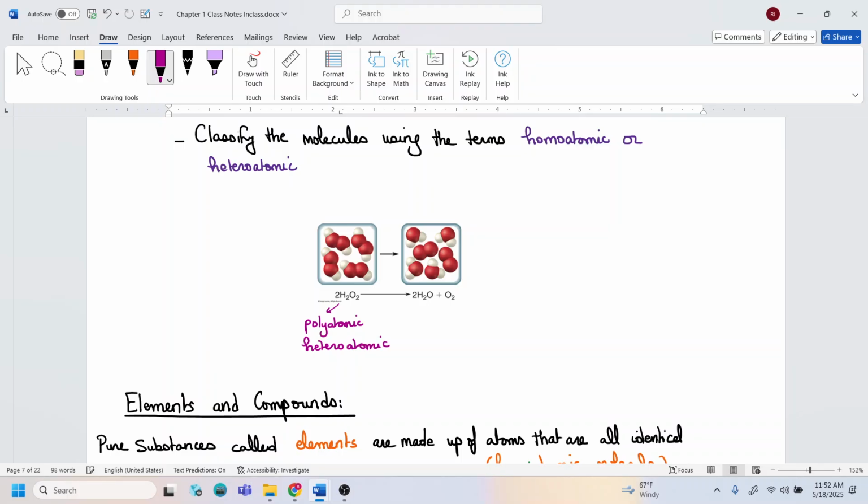Water is made up of three atoms, two hydrogens and an oxygen, so we're going to call this a triatomic. And same thing, the hydrogens are different from the oxygen, so this one is going to be heteroatomic. Oxygen, on the other hand, is two atoms, so it is a diatomic. And the atoms are the same, so it is homoatomic.